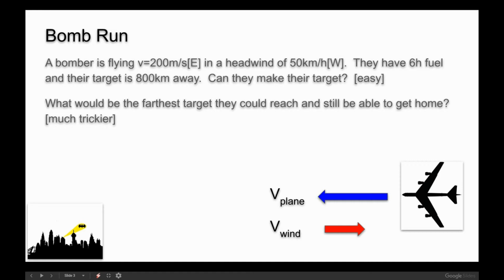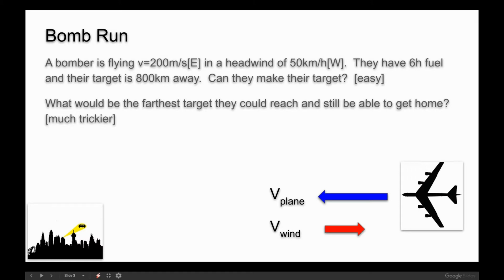Let's say we have a bomber that's flying at 200 meters a second east, and he's in a headwind of 50 kilometers an hour west. Okay? So you're going to have to turn the speed in kilometers an hour to meters a second. That's easy enough. Divide by 3.6. So you're going to get an actual speed of the plane because the wind is slowing him down. And they want to hit a target 800 kilometers away, and they have 6 hours of fuel. Can they reach that target?